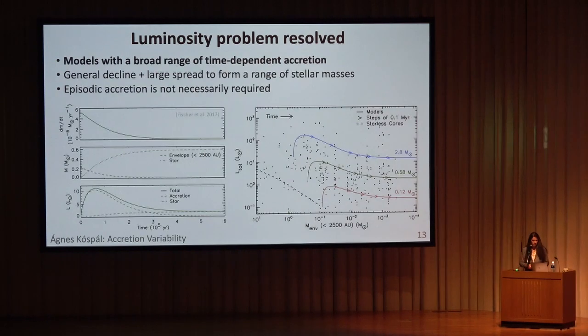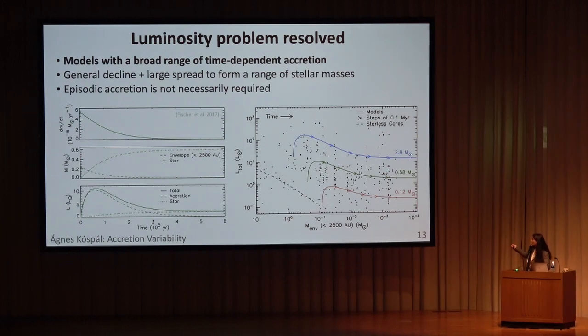So this is one possibility, but there are also other models in the literature that, for example, include a smoothly decreasing accretion rate, and then a range of accretions to form various stars with various masses. With these kinds of models, you can also reproduce the observed spread, which I'm plotting here as a function of envelope mass, again used as a proxy for time. And these models don't need episodic accretion.